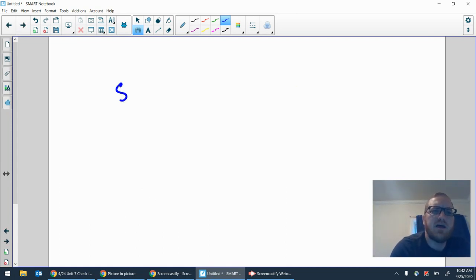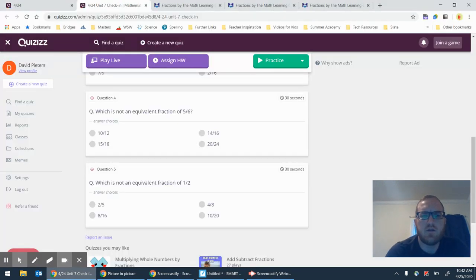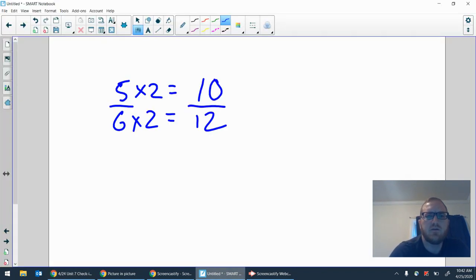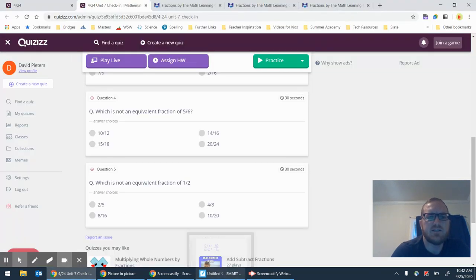So once again, if we have 5/6, we can change our fractions to equivalent fractions by doing multiplication. So we multiply this by 2, and whatever we do to the top, we do to the bottom. We can change this fraction into an equivalent one, which would be 10/12, which when we go back and look, 10/12 is one of our options there. Same thing is true with the 15/18.